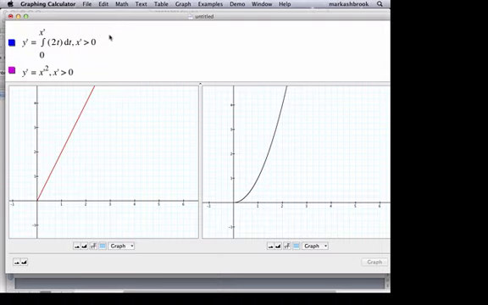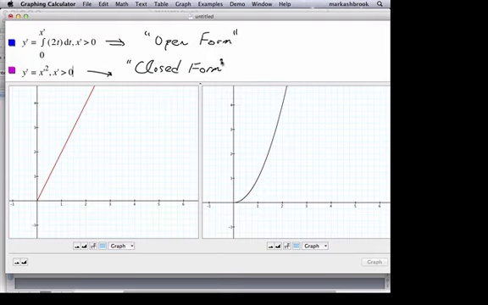Okay, so what is this called here? This is an open form of the accumulation function of height. What it looks like, and we haven't proven it, but what it sure looks like here is that for that 2t function, it could also be written much more easily in closed form as y equals x squared for x greater than 0.